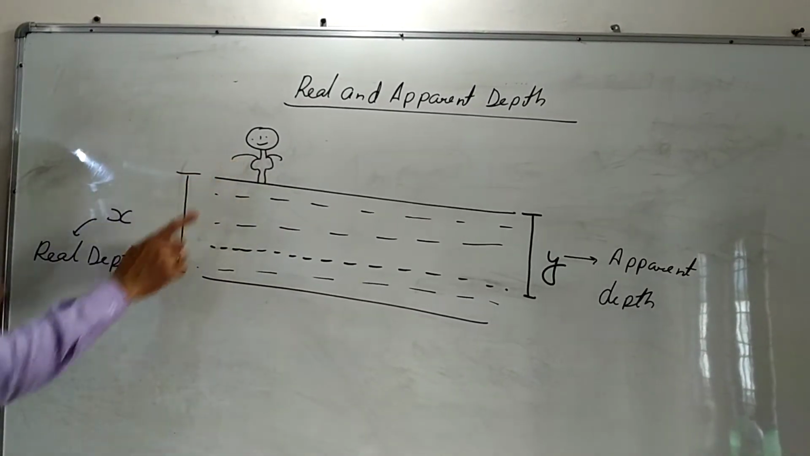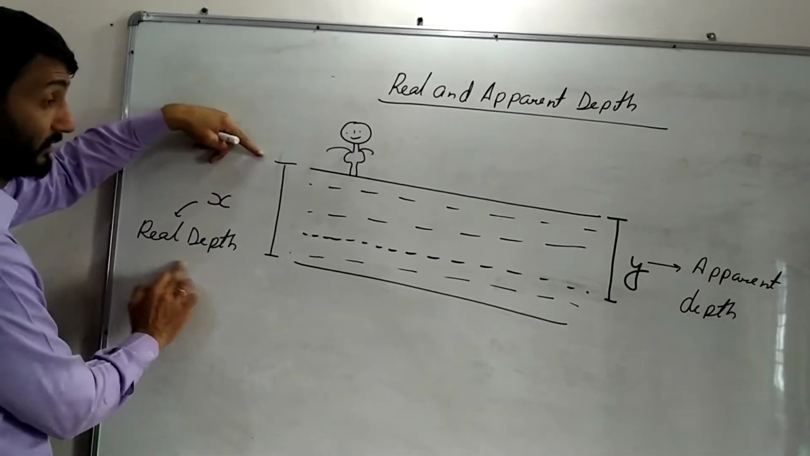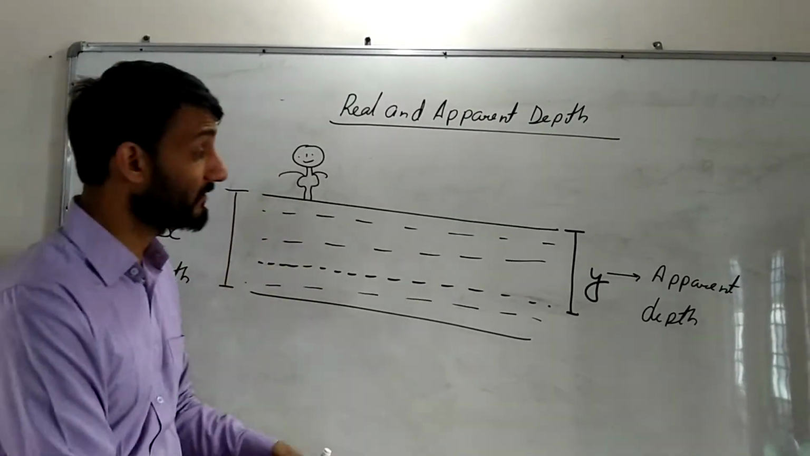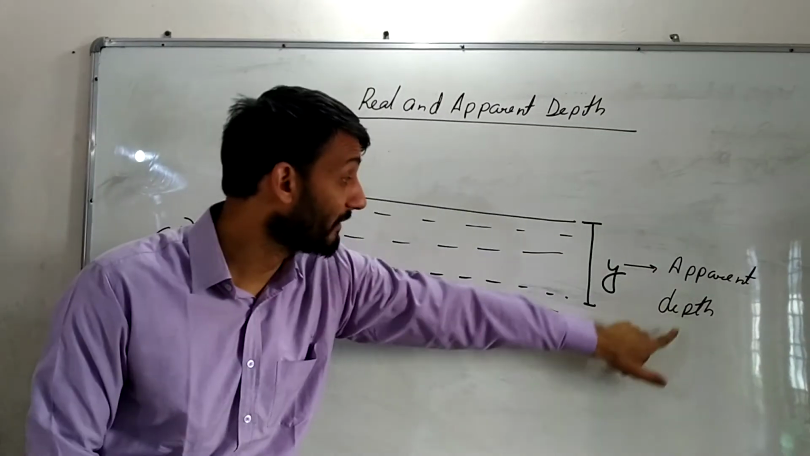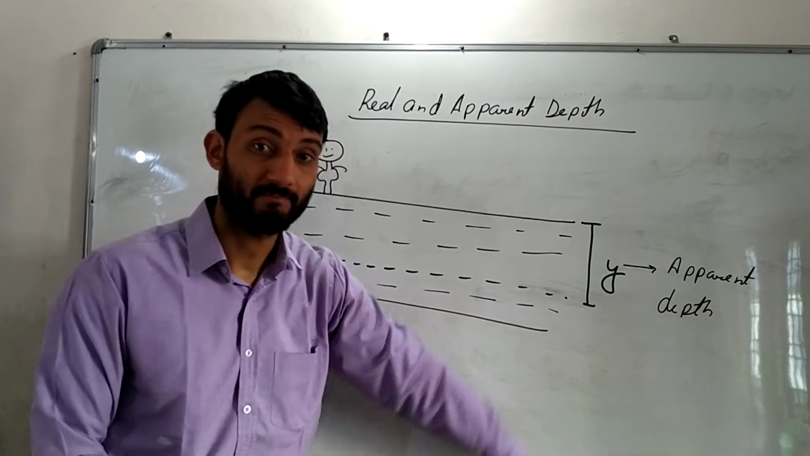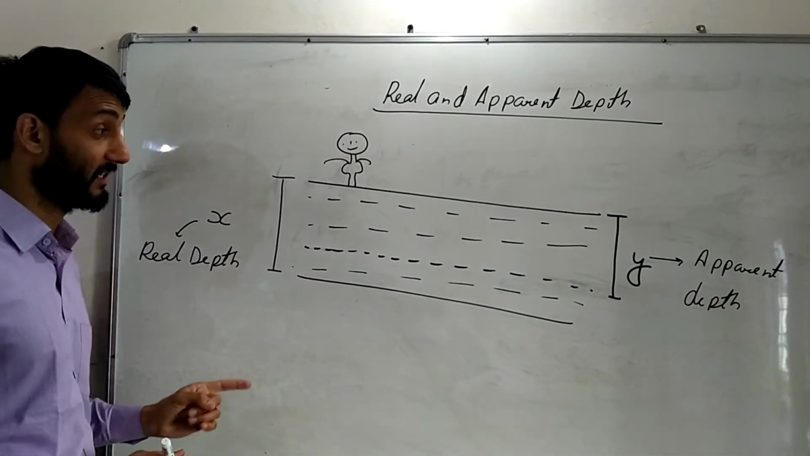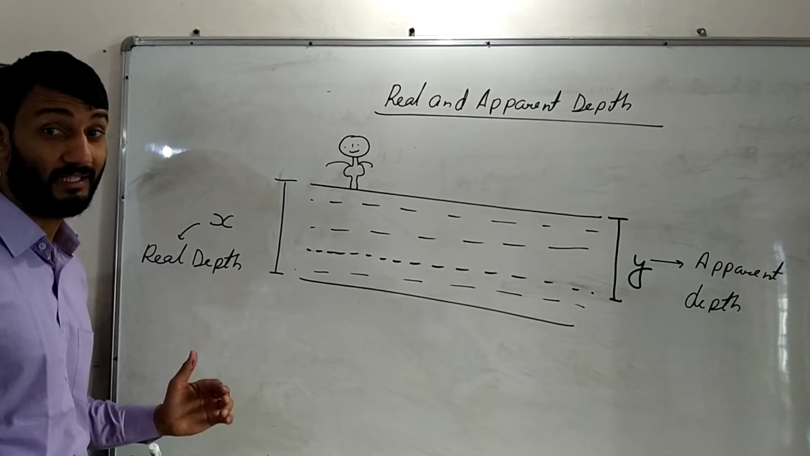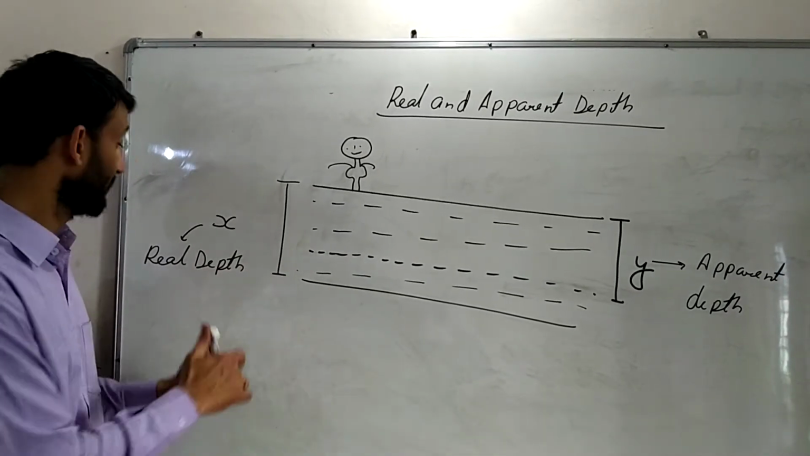When you're standing here, this is the real depth. Real depth means the actual depth of the swimming pool. And when you're standing here, this is what you could see because of the refraction of light. This is what we call apparent depth. Light refracts when it goes from one medium to another, and that's why you are able to see this part only. I'll explain that also.